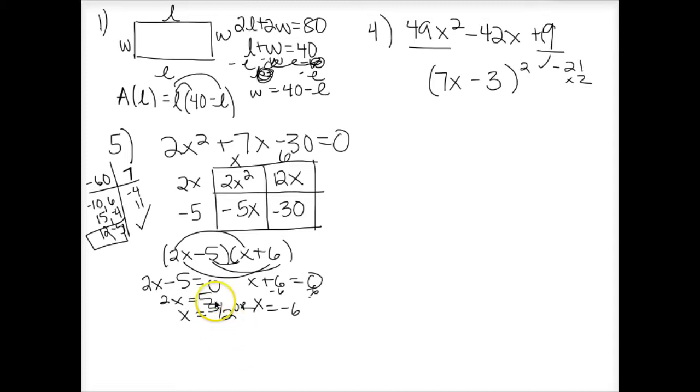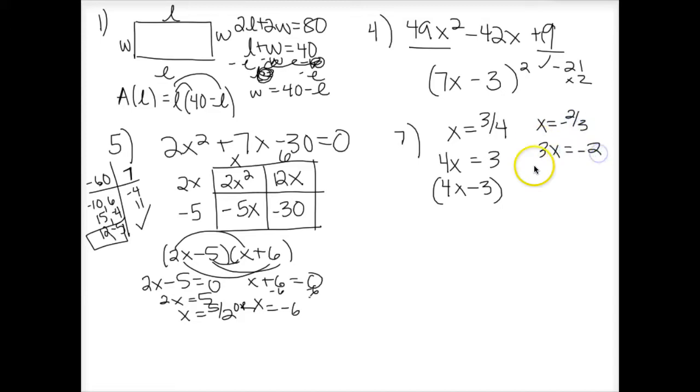Number 7, I'm not going to work all of that out for you. I will kind of set up the beginning part. If you know that x equals 3/4 is a solution, multiply both sides by 4, 4x equals 3, then subtract the 3. That means 4x minus 3 is one of your factors. You can do the same for x equals negative 2/3. Multiply by 3, 3x equals negative 2, then add 2 to both sides, gives me 3x plus 2, and those equal 0.